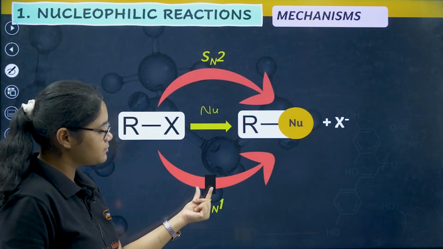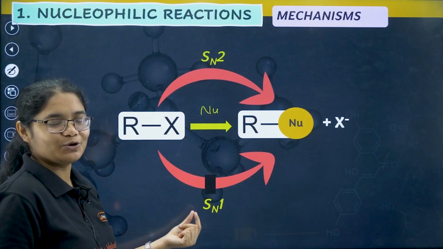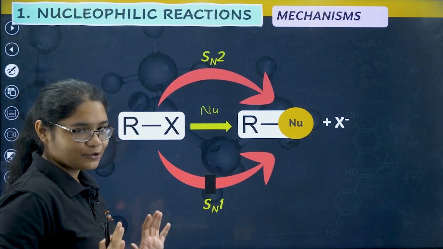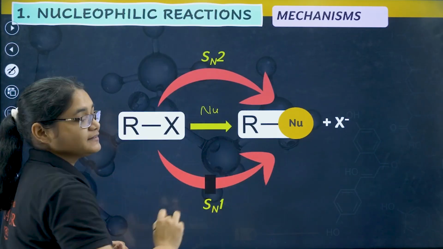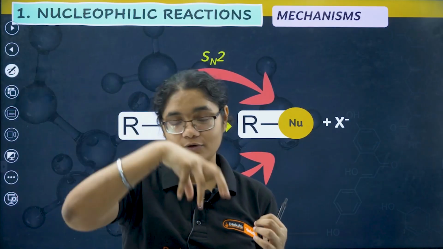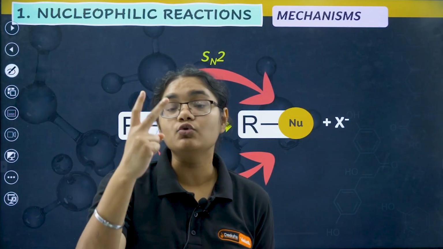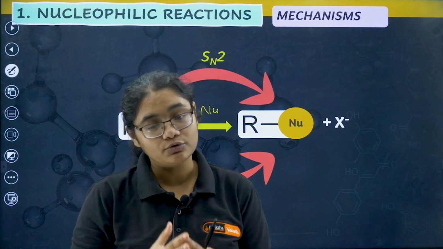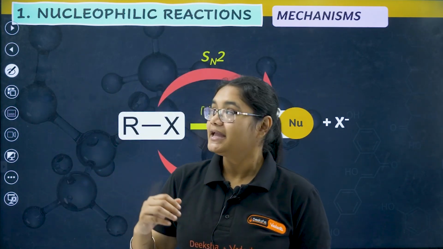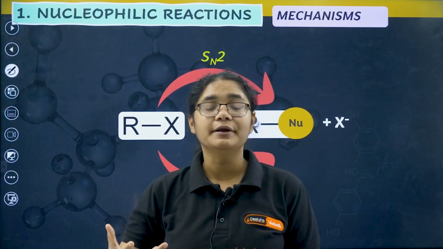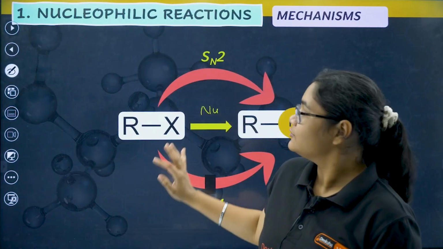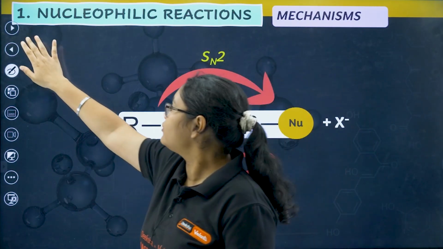Now here you can see a small break is there. Later I will tell you the reason for this, or later you can comment why this is in 2 parts. So this is the SN2 mechanism, this is the SN1 mechanism. To replace this X group with a nucleophile, it is not that easy. There are 2 different ways of doing this, called the SN1 mechanism and the SN2 mechanism. SN2 represents nucleophilic substitution 2 and SN1 nucleophilic substitution 1. First we will study SN2, then we will study SN1.